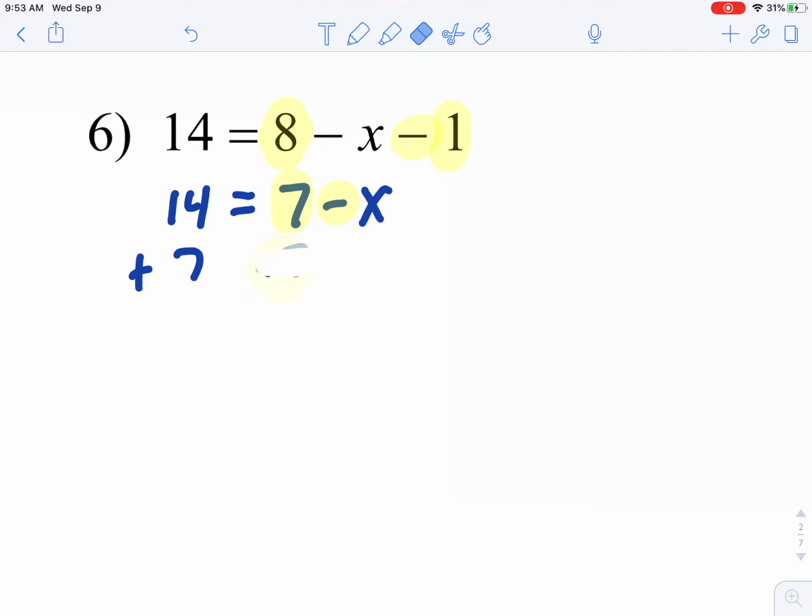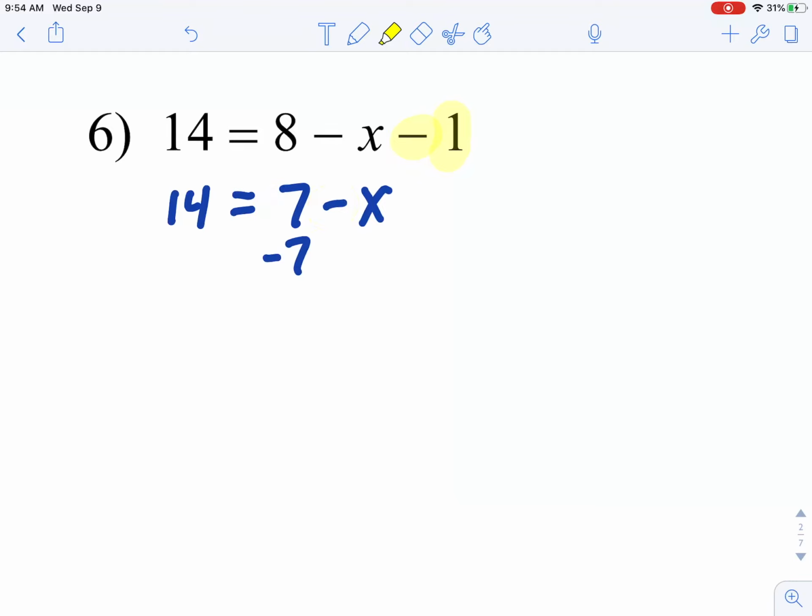The idea that you want to accomplish here is to isolate the variable. That means we want this 7 to completely cancel out and disappear. What does it take to get rid of a 7? That's going to take a negative 7. So don't look at the sign after the number. Look at the sign in front of the number. Of course, if there is none, that means it's positive.